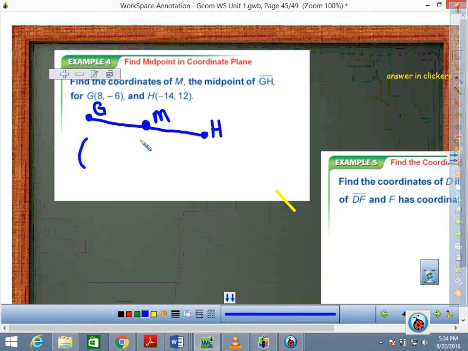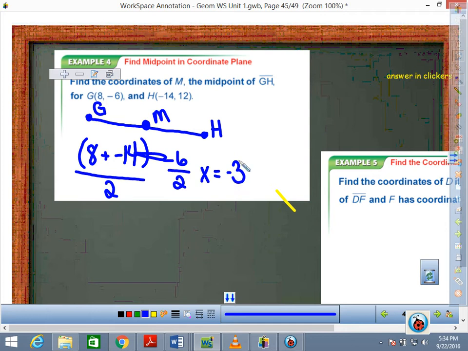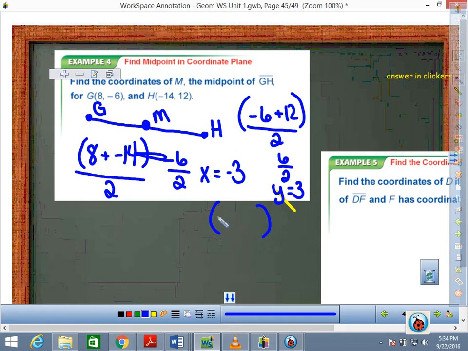So we're going to find the average of the two, so we're going to add them together and divide by 2 for the x's. So we've got 8 plus negative 14 added together, which is going to give us negative 6 divided by 2. So the x is going to be negative 3. And for the y, again, we're going to find the average of the two, so negative 6 plus 12 divided by 2, which is going to give us 6 over 2, so the y is going to be 3. So our coordinate pair for the midpoint will be negative 3, positive 3, is where the midpoint would be located on this line.